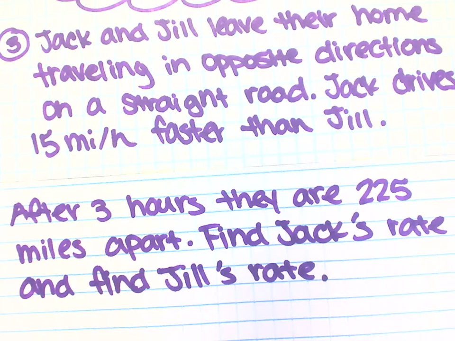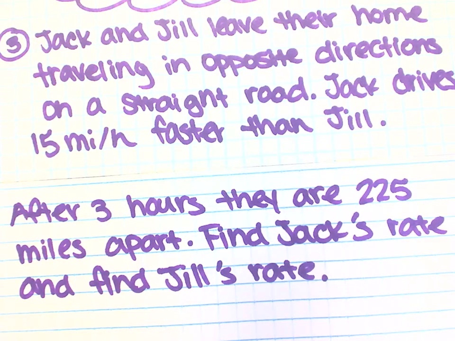So Jack and Jill, they're both like, all right, we gotta go. Jack goes this way, and he's 15 miles an hour faster than Jill. Jill goes this way. 3 hours later, they're driving 3 hours. It's like the length of you driving to Vegas with your parents, right? 3 hours later, they're 225 miles apart from each other. So we need to find how fast of a constant rate Jack was going and how fast Jill was going.